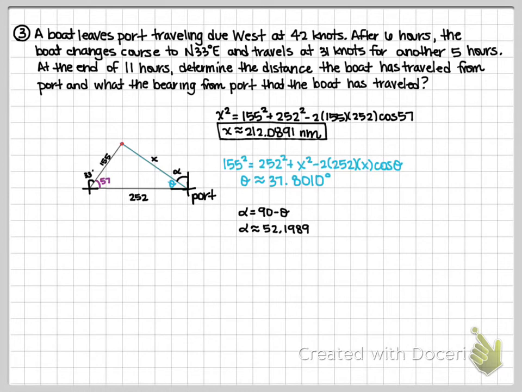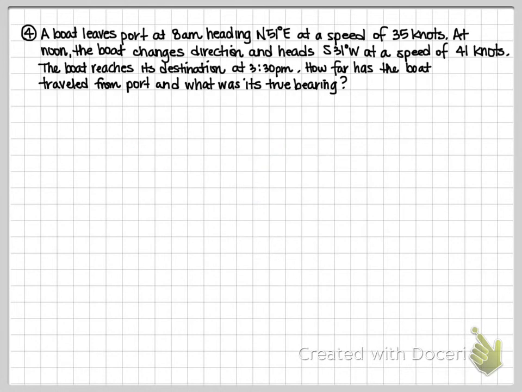52.1989. Now, remember, for bearing, you still have to put in the actual direction. So taking a look back at the picture, it's going to start from north, and it's going to travel 52.1989 degrees towards the west. Okay, and that's example number 3. Moving on to our last one.